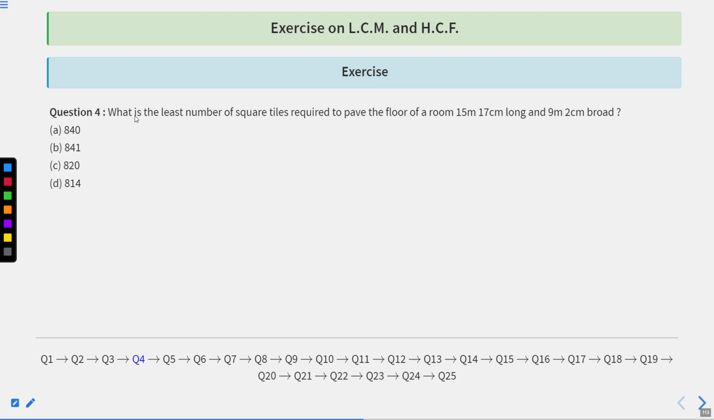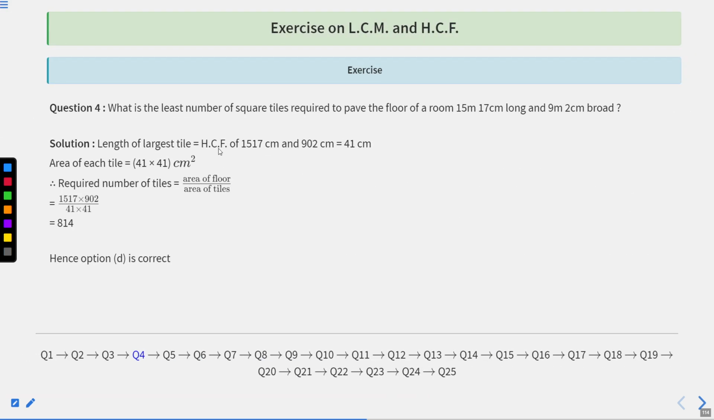Let us now see question number 4. What is the least number of square tiles required to pave the floor of a room 15 meter 17 centimeter long and 9 meter 2 centimeter broad? So the dimensions of a floor are given to us and we need how many square tiles are required to pave the floor.